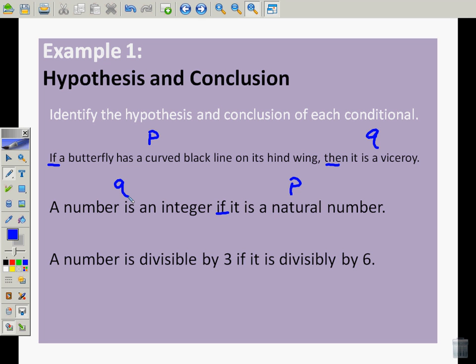A number is divisible by 3 if it is divisible by 6. If, so this is the P, this is the Q. The if is either at the beginning or at the end. Okay, so it's important to see that distinction because the if is the condition saying, oh, if this happens, and that's our hypothesis. Okay, so we're looking for the if to tip us off.